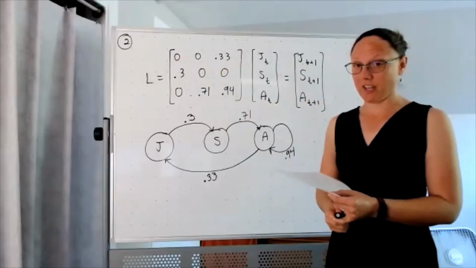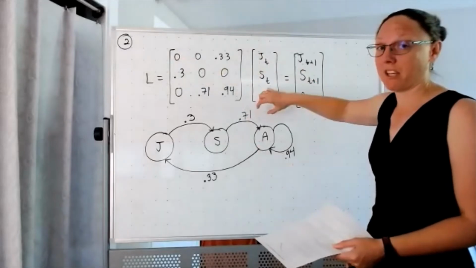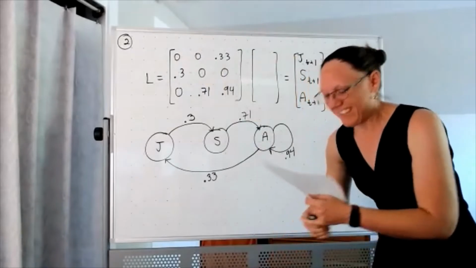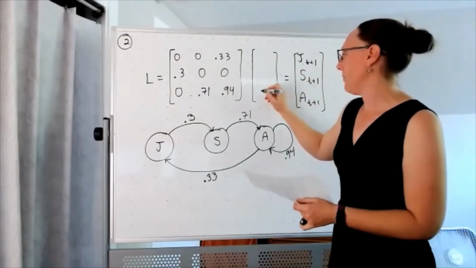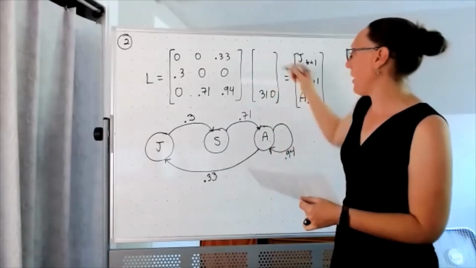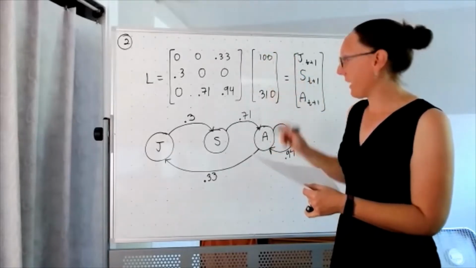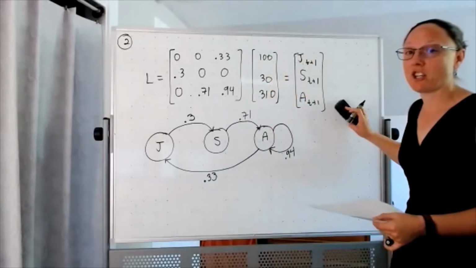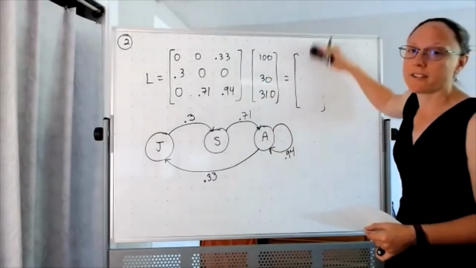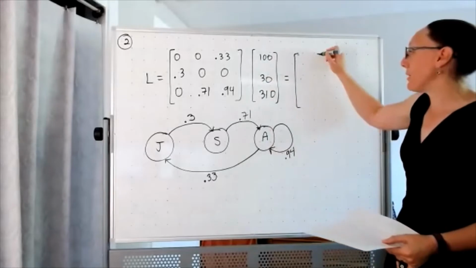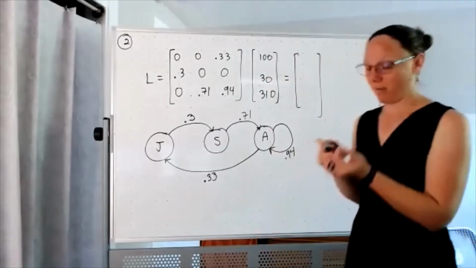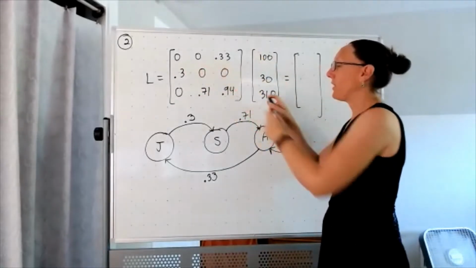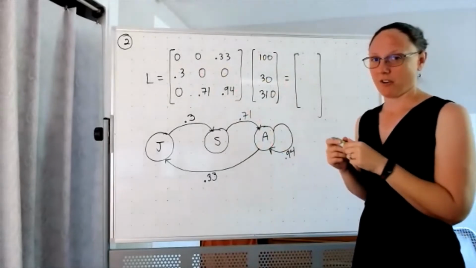So now I'm being given an initial population here, so I'm going to erase this part. If there are initially 310 adults, 100 juveniles, and 30 subadults, how many are in each age class after 1 cycle? So this is really a matrix multiplication problem. So I am looking at 0 times 100 plus 0 times 30 plus 0.33 times 310.